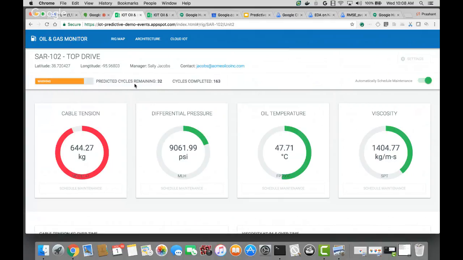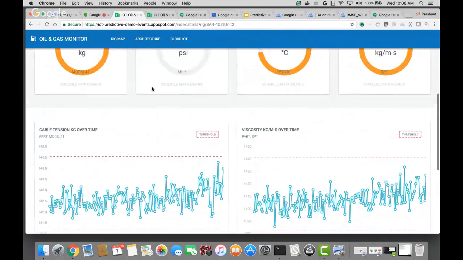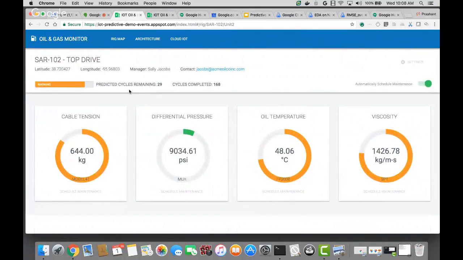We are fast forwarding this demo, and within a few minutes, you will see that this machine will die when it completes its life cycle. So there is historical data, there is real-time data, and there is a machine learning model. I will show you how we did the feature selection.